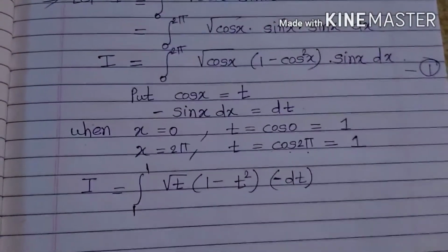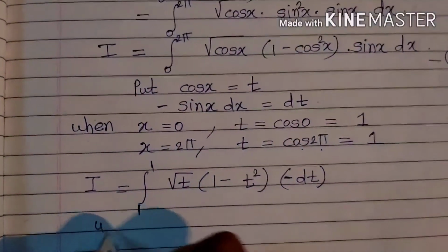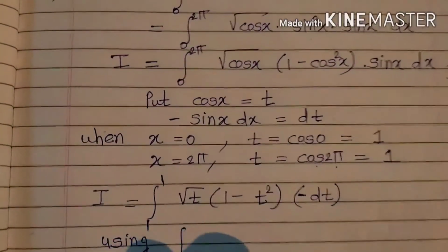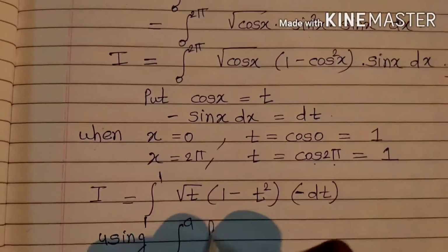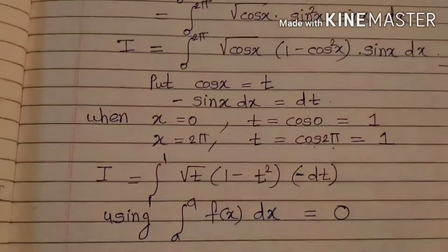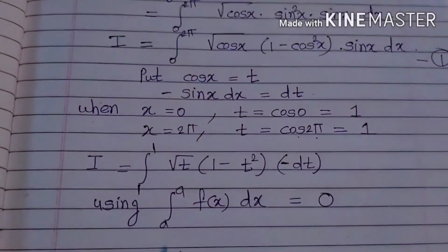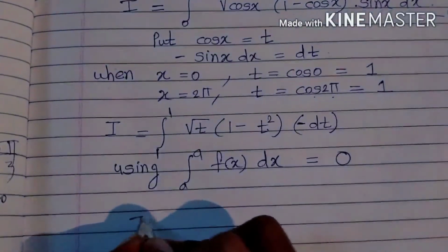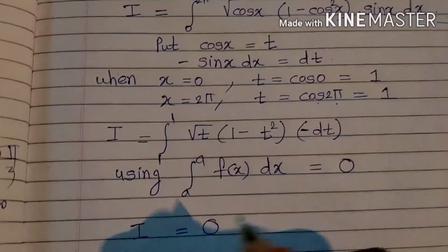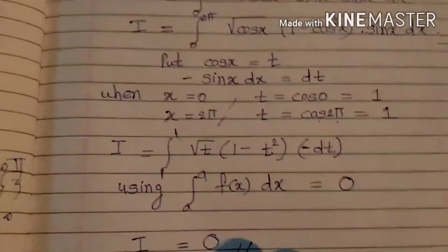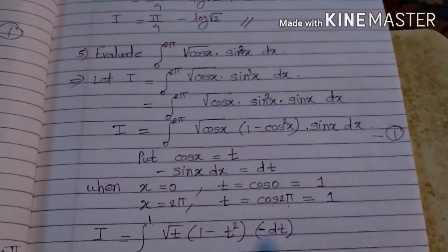Okay, but we know that property. What is that property? Using the integration from a to a of f of x dx is equal to 0. It means when the limit is the same, then our integral will become 0. That's why I is equal to 0, because here the limit is the same, 1 to 1. So in this way we solve this example.